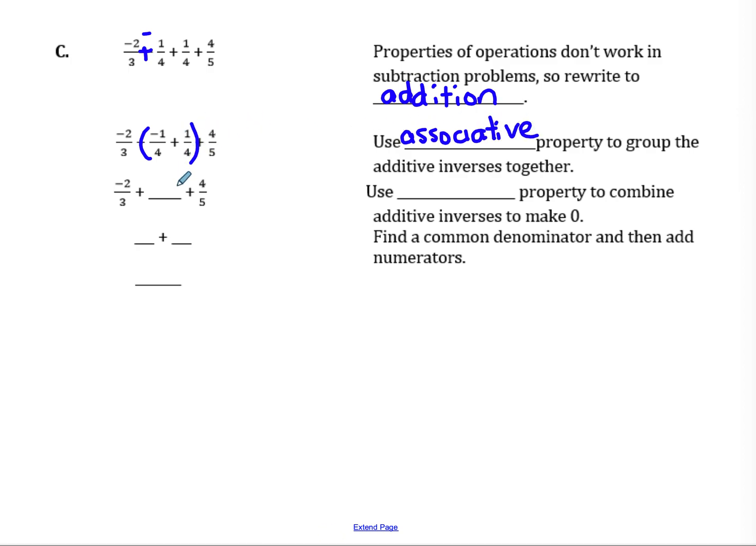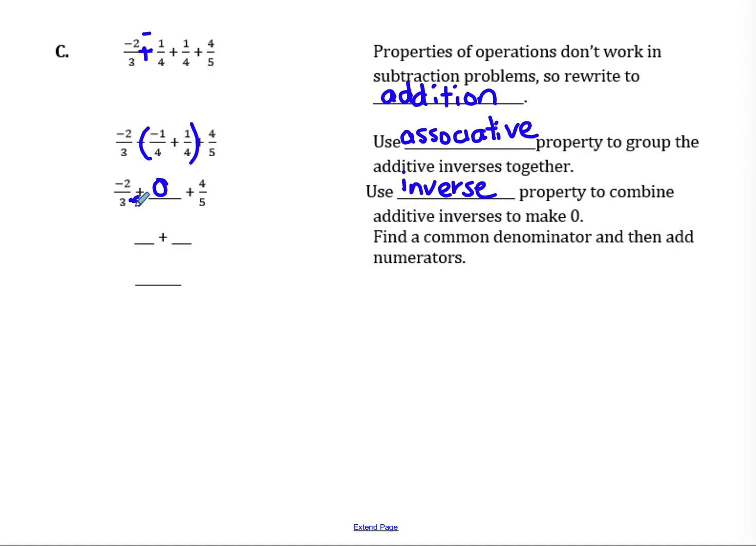Okay, when I add those together, I'm combining my inverses, they equal 0. That's the inverse property. Now before I rewrite these numbers on the next line, because they're fractions, I need to find a common denominator. So when I rewrite them, I'm going to write them with a common denominator. And for 3 and 5, my least common denominator is going to be 15.